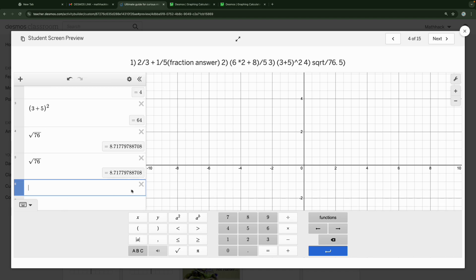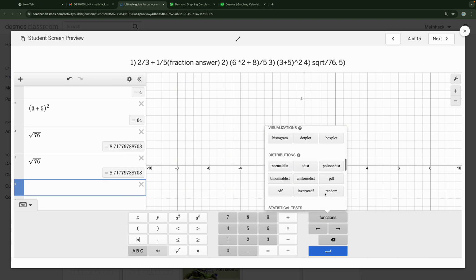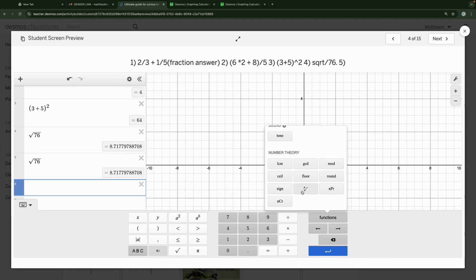The last bit is the cube root of 125. For that, you come to the functions, go down to number theory, and click what we call the nth root.